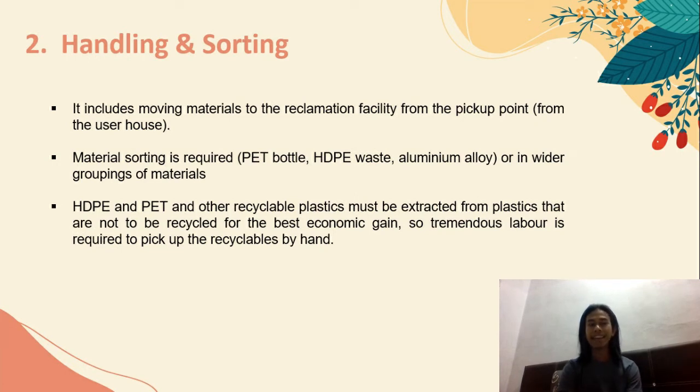Secondly, handling and sorting. It includes moving material to the reclamation facility from the pickup point. Material sorting is required, for example, PET bottle, HDPE waste, aluminum alloy, or in wider grouping of material. HDPE and PET and other recyclable plastic must be extracted from plastic that are not to be recycled for the best ergonomic gain. So tremendous labor is required to pick up the recyclable by hands.